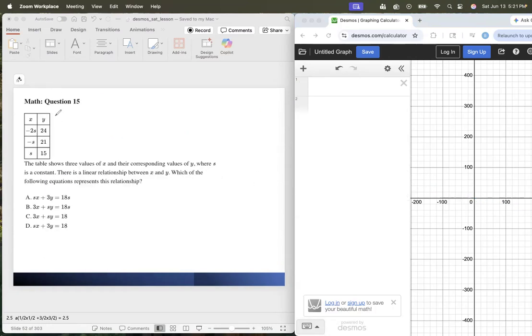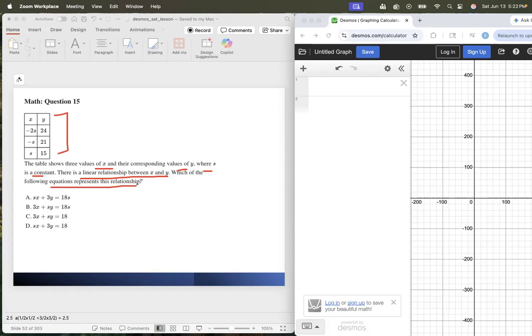They give you a table, but look at the table. They put S. You don't know. There's an unknown. They say the table shows 3 values of X with the corresponding Y, where S is a constant. Well, we don't know. We can put in a number: 1, 2, 3, 4. That's the easy way to do it. There's a linear relationship between X and Y. Which of the following equations represents the relationship?